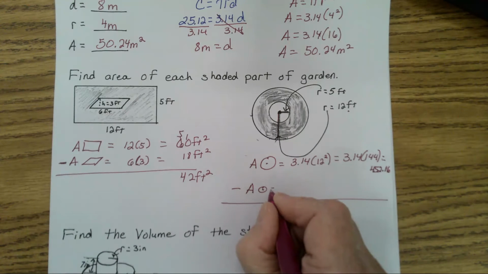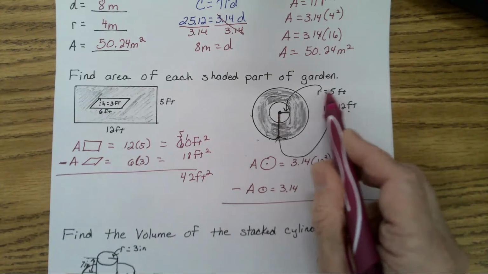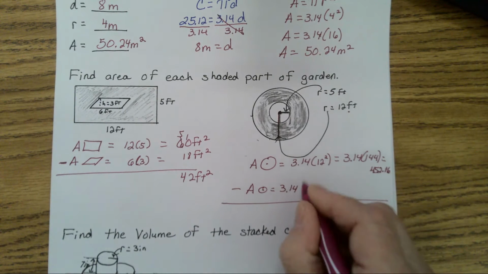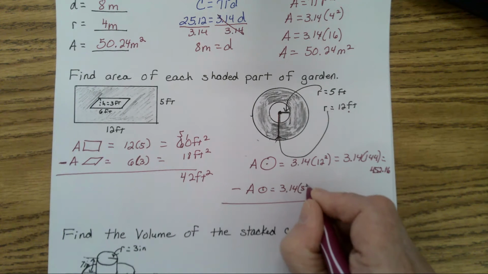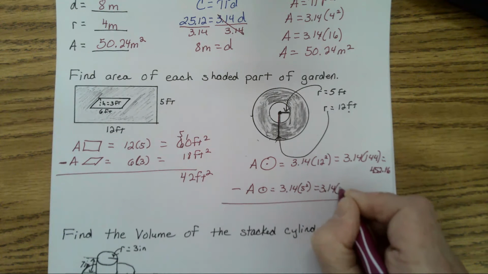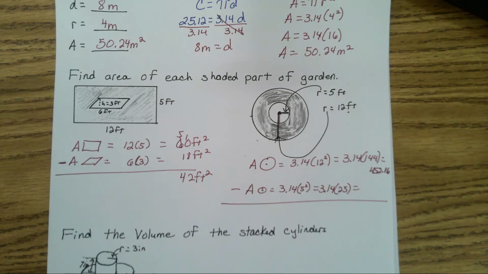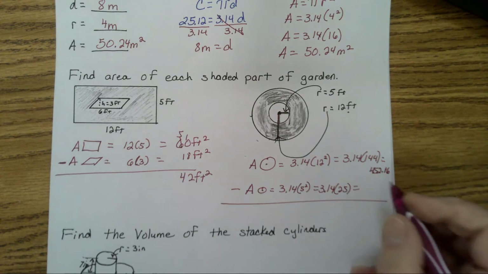And here it's 3.14, and this one, my radius is 5 squared. And 5 squared is 25. So 3.14 times 25 equals 78.5. Is that what you have?